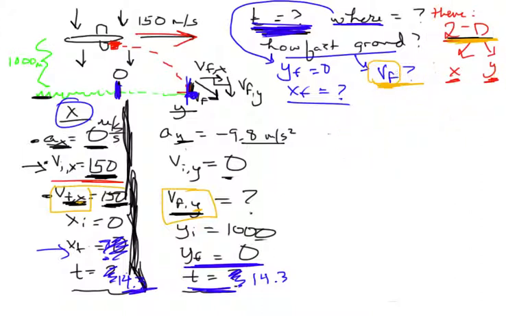Okay, so what is v final? Well, we know v final in the x is 150, right? We used our little trick where if the acceleration is 0, then you're not changing, so you're at 150. So that's done. Nice trick, you save some time. Okay, so what's v final in the y? V final in the y is v initial in the y plus a y t. Nice and simple. So that's 0 plus acceleration, negative 9.8, times 14.3.